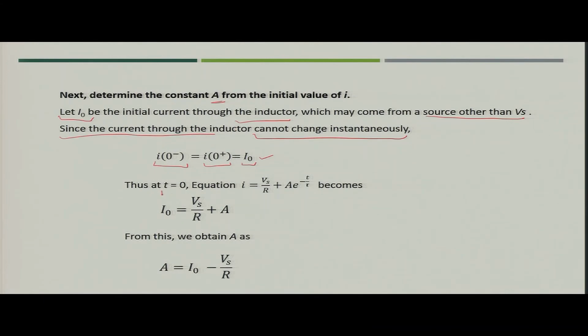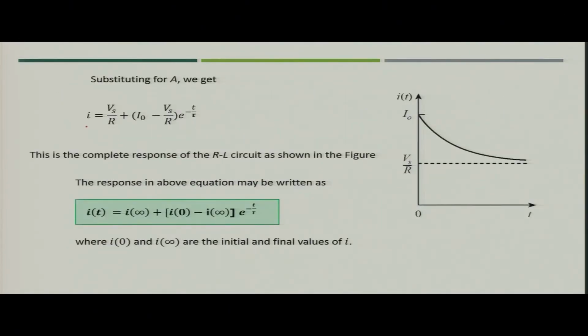Now, what happens at time t equal to 0? If you put t equal to 0, the exponential becomes 1, and I naught would be nothing but Vs by R plus A. So A can simply be represented as I naught minus Vs by R. If you put the value of A, you get the equation: I equals Vs by R plus (I naught minus Vs by R) into e to the power minus t by tau.